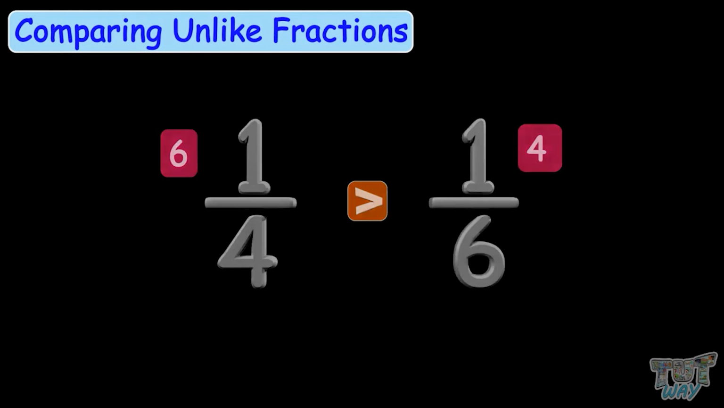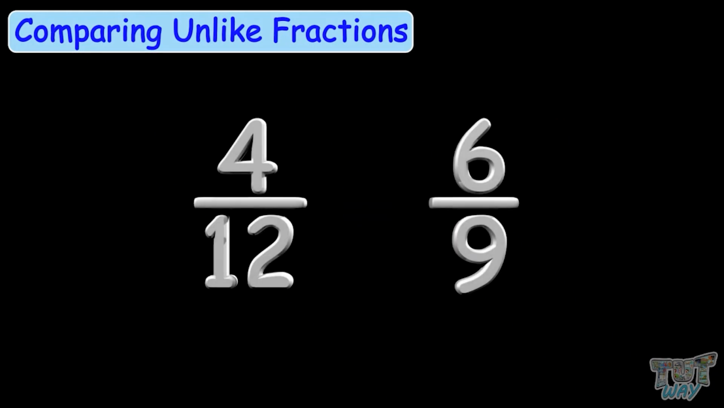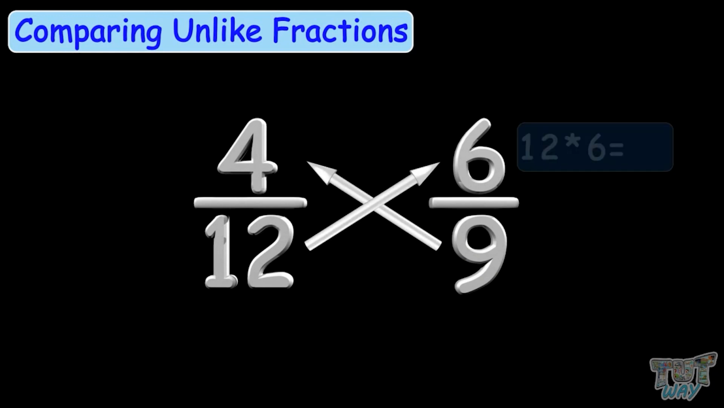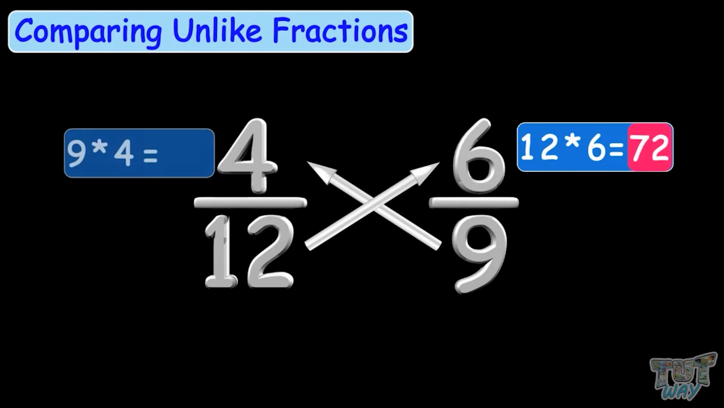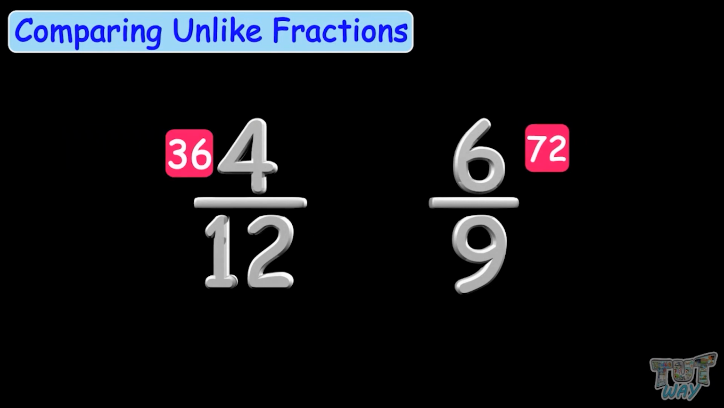Here we have another pair of unlike fractions, 4 by 12 and 6 by 9. 12 multiplied by 6 equals 72, and 9 multiplied by 4 equals 36. You get a bigger product on this side. So 6 by 9 is the bigger fraction out of these two unlike fractions. So friends, now we know how to compare unlike fractions.